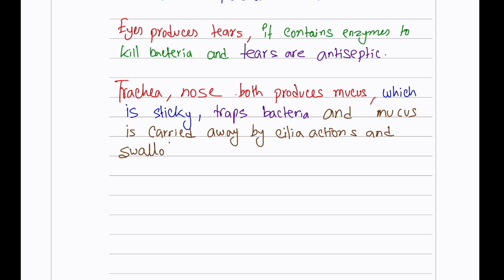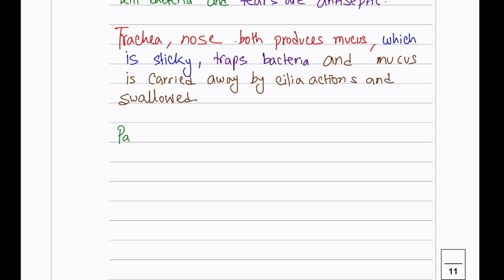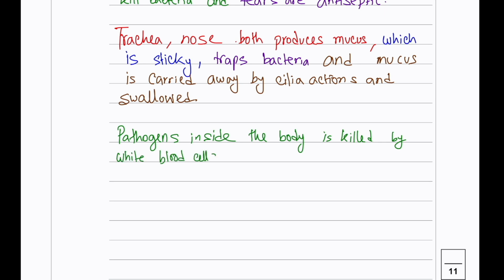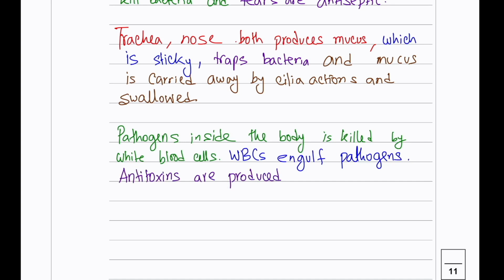Now, defending itself against pathogens which are inside the body, that means which have already entered the body, which are already in the system. How do we prevent it? So we have the immune system, which are white blood cells. The white blood cells engulf the pathogen, and antitoxins are produced. Antitoxins neutralize the toxins. Antibodies are produced by white blood cells, which destroy the pathogen directly.